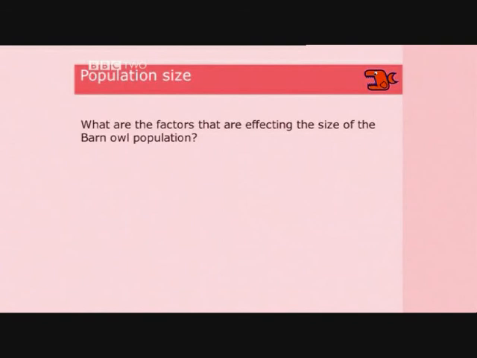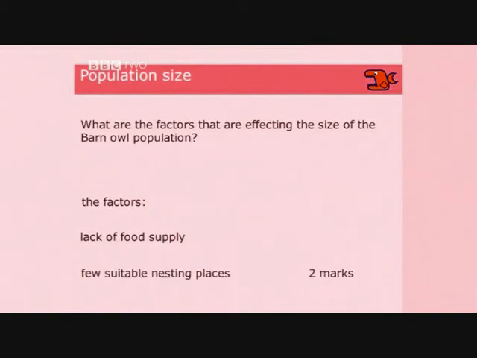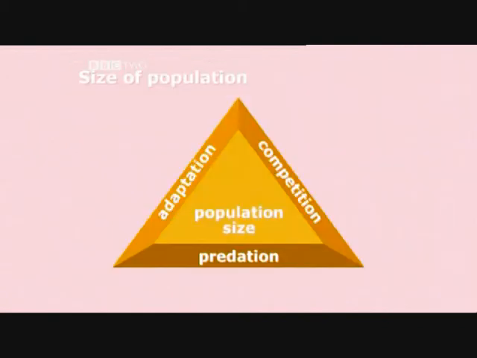Have you noted down the two factors here that are affecting the size of the barn owl population? You should have found that the owl population is decreasing because of a lack of food supply. The habitat of the small mammals they feed on is disappearing, and there were few suitable nesting places, so artificial owl boxes have been put up. The size of a population is controlled by three major factors: adaptation, competition from other species for food, water and shelter, and predation, that is, being eaten as food by animals further up the food chain.